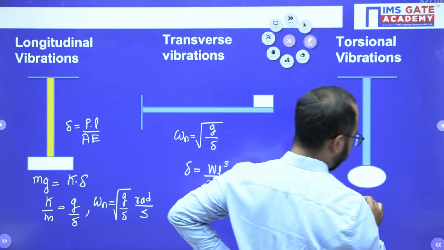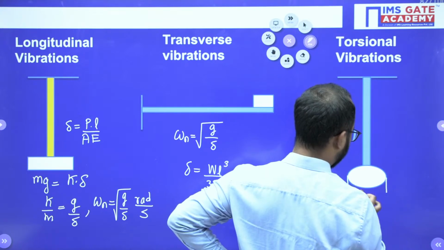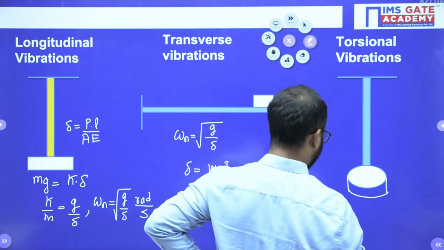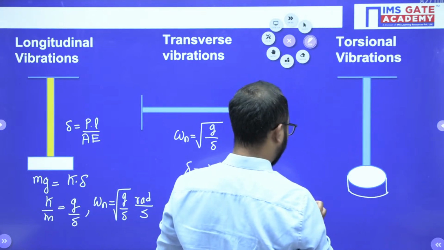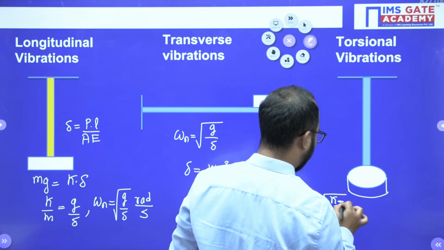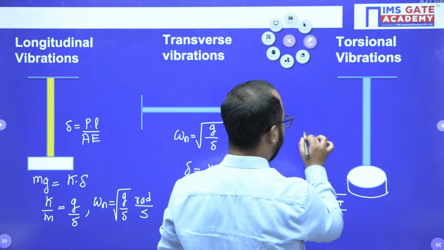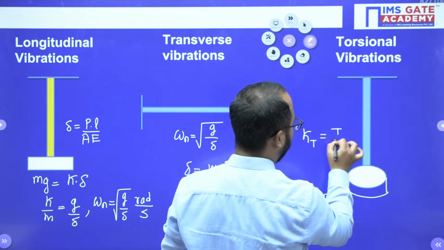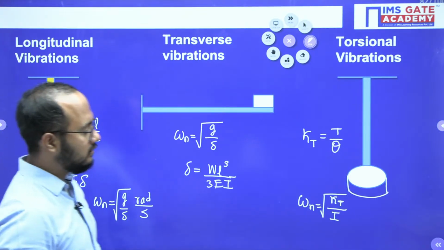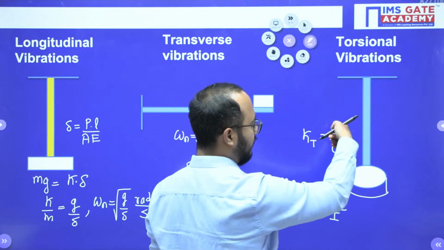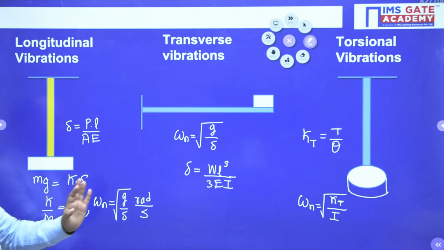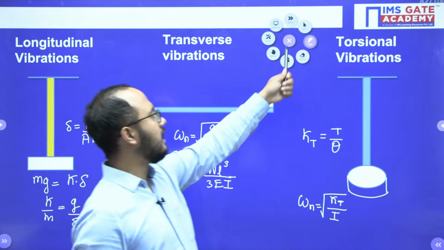Lastly, torsional vibration. Guys, see. Actually, this is a disc here, like this. Now, in the disc, again, if you want to write the natural frequency, you will write root of KT, the torsional stiffness, divided by I, that is the mass moment of inertia. Actually, KT is nothing but the torque divided by theta. So if you know the torsional stiffness, by calculating T by theta and putting this value here, you will get the natural frequency.